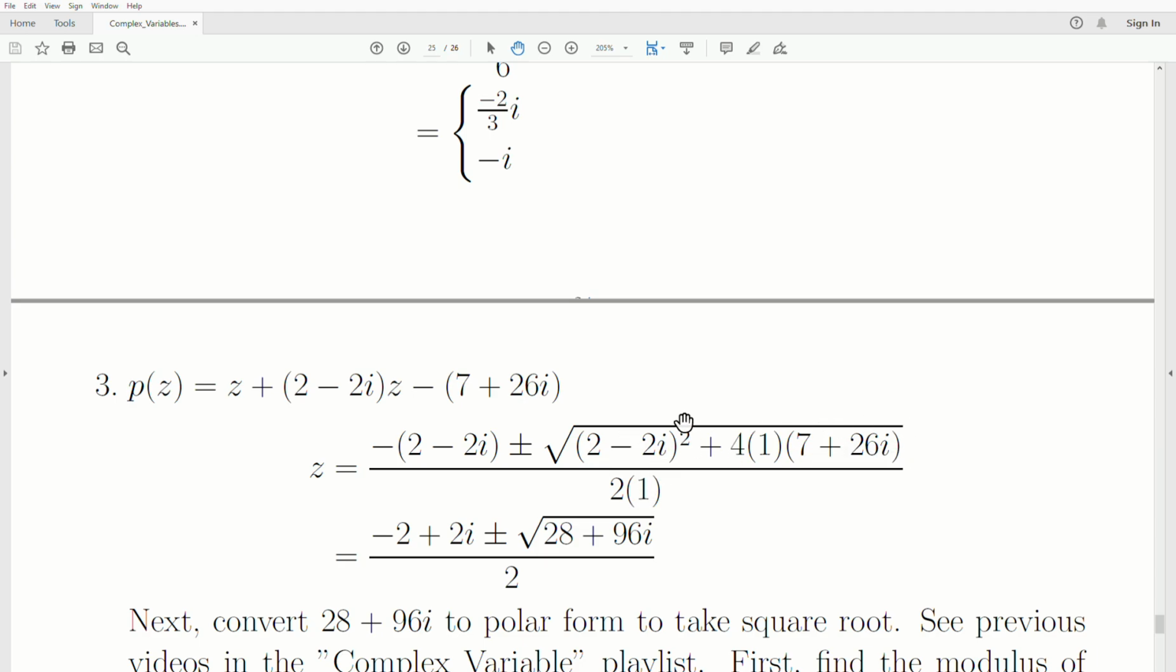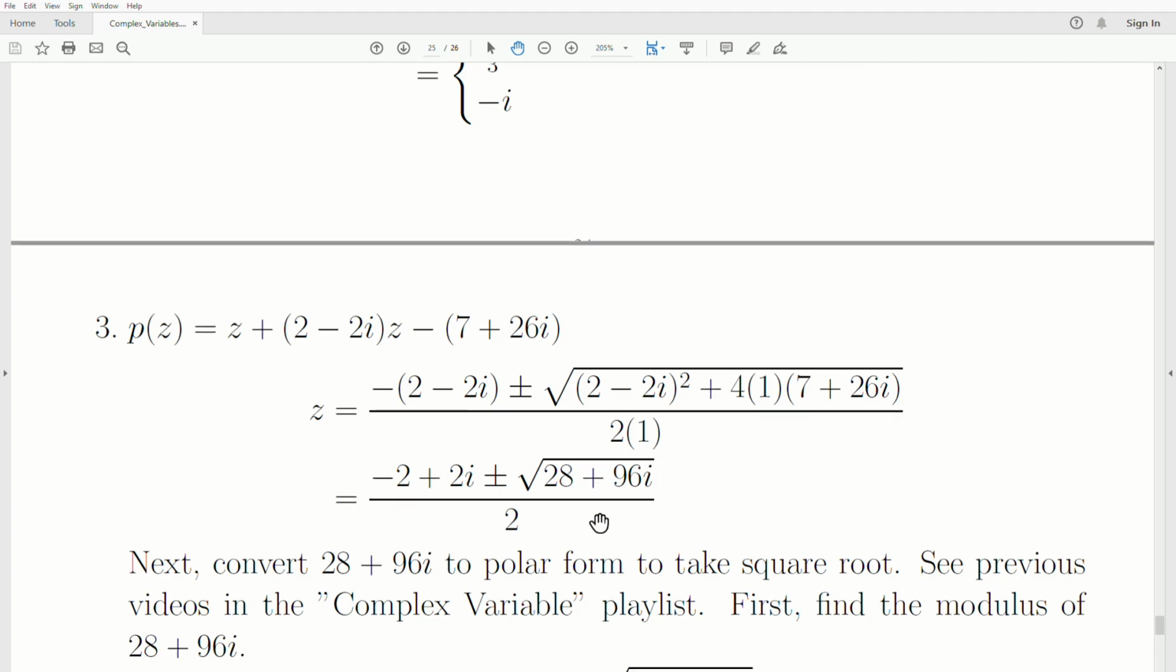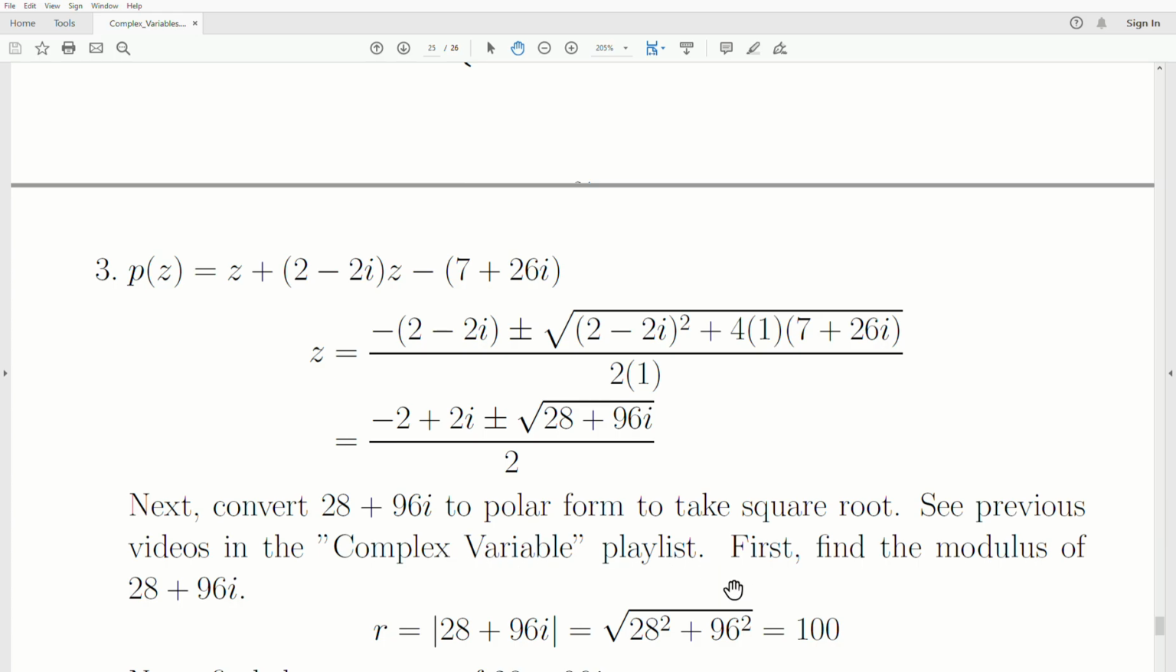When you do the math inside, you take the square of this and combine it with this complex number, you get 28 plus 96i. And so this is the answer. You could leave it in this form, but let's actually find the square root of 28 plus 96i. We have to convert 28 plus 96i to polar form to take a square root, because it's much easier. De Moivre's theorem helps us find it exactly, so see the previous video in the complex variable playlist for this.